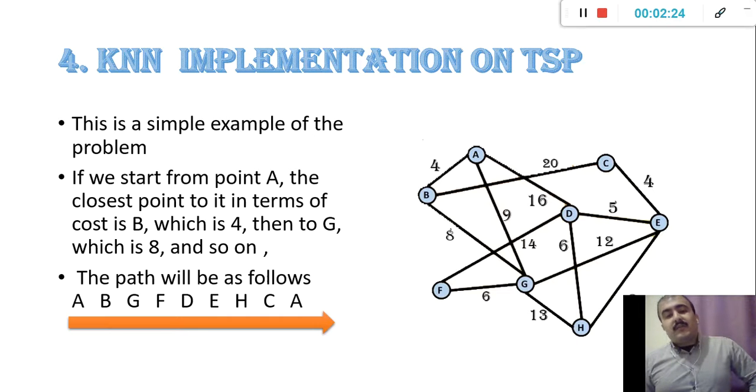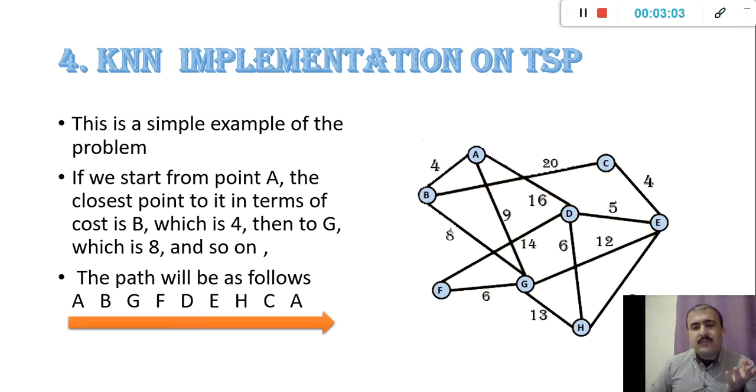KNN implementation on TSP. This is a simple example of the problem, as we show on the right. From point A, the shortest path we can take is to B, because it is equal to 4. The distance between A and B is 4, and between A and G is 9. So the shortest path is B.